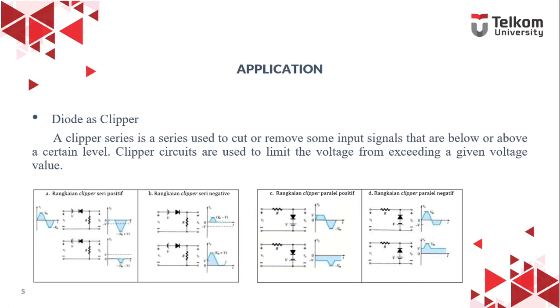The application: diode as clipper. Clipper circuit is a circuit used to cut or remove some input signals that are below or above a certain level. Clipper circuits are used to limit the voltage from exceeding a given voltage value.